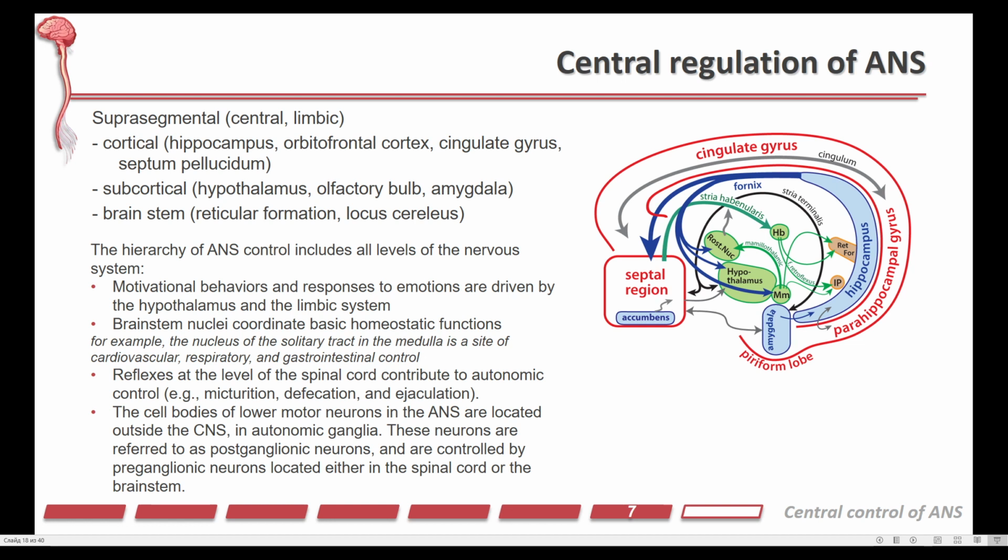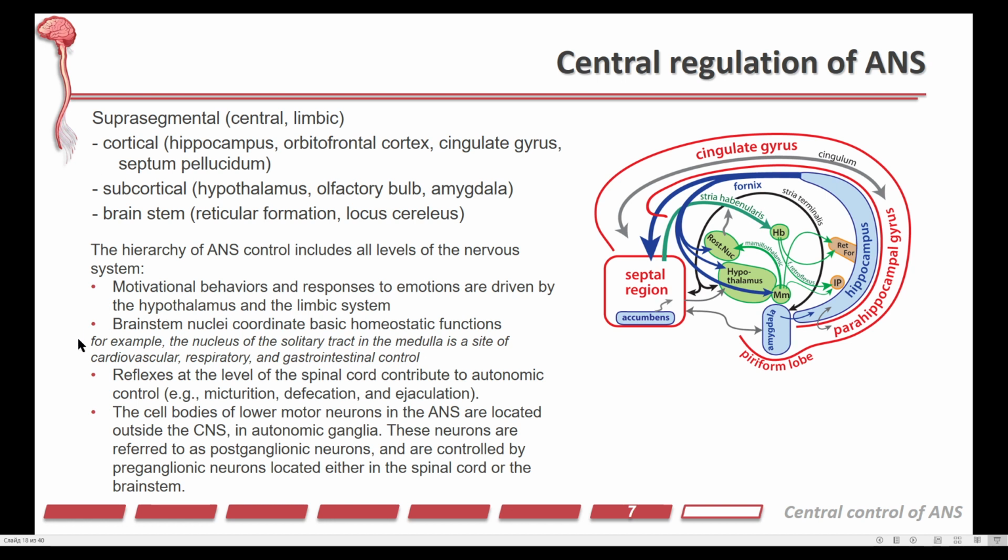These structures, and also a few centers in the brainstem, partially the reticular formation, contribute to them. These higher centers also play an important role in motivation, behavior, and emotions, and those reactions are also driven by the hypothalamus and the limbic system.